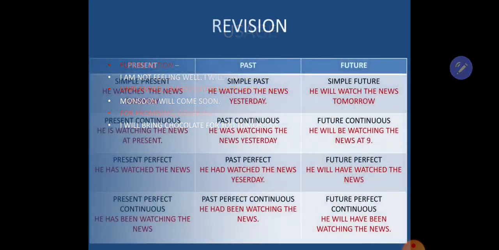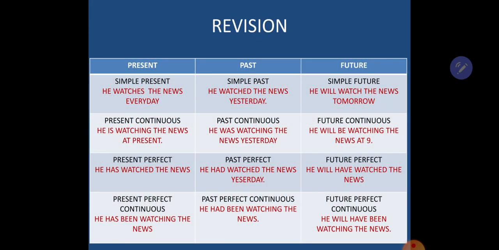Now last, I'll give you a revision with another verb, that is watch, and sentences are given over here. First we'll take all the simple tenses. Simple present tense, he watches the news every day. Now in the past, he watched the news yesterday. Simple future, he will watch the news tomorrow. Present continuous tense, he is watching the news at present. Past continuous tense, he was watching the news yesterday. Future continuous tense, he will be watching the news at 9.